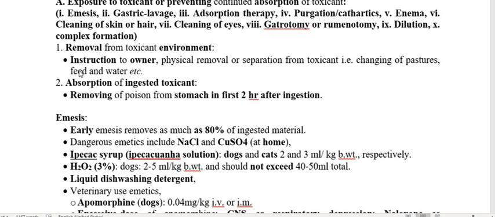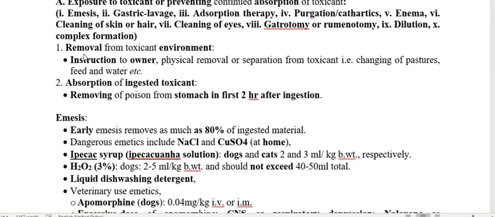In this we also have to tell the owner to keep the animal away from the pasture that you are giving to the animal, away from the feed and fodder and water you are giving to the animal. So that you can rule out whether the toxicant may be present in the pasture, feed or water, and you have to give a fresh supply of all these feeding materials. Thereafter, you have to be cautious.